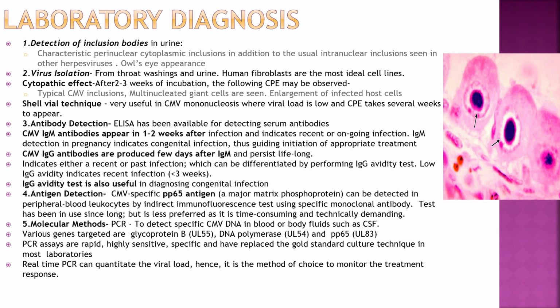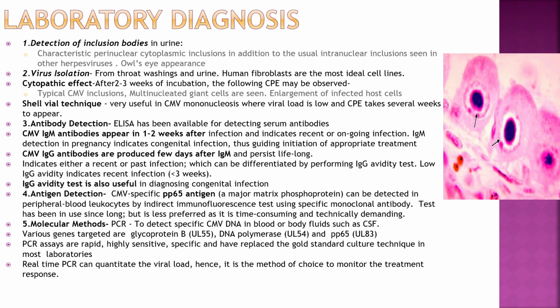CMV IgM antibodies appear 1 to 2 weeks after infection, and indicate recent or ongoing infection. In pregnancy, it indicates congenital infection, guiding initiation of appropriate treatment. CMV IgG antibodies are produced a few days after IgM and persist for long, indicating either recent or past infection, which can be differentiated by performing the IgG avidity test. Low IgG avidity indicates recent infection, less than 3 weeks. It is also useful in diagnosing congenital infection.